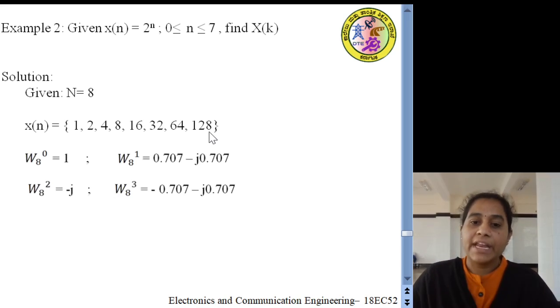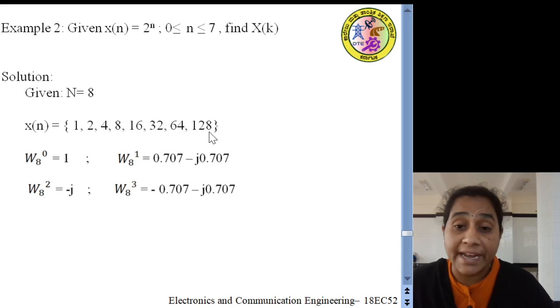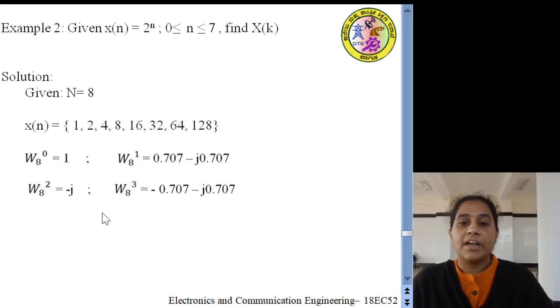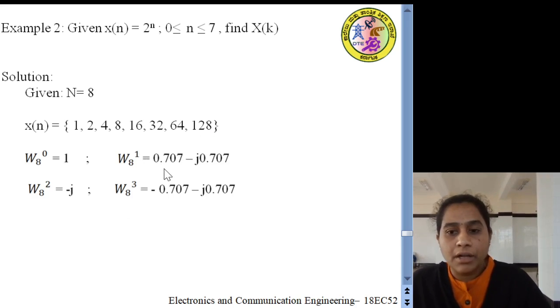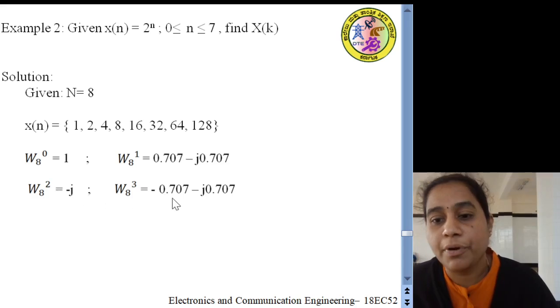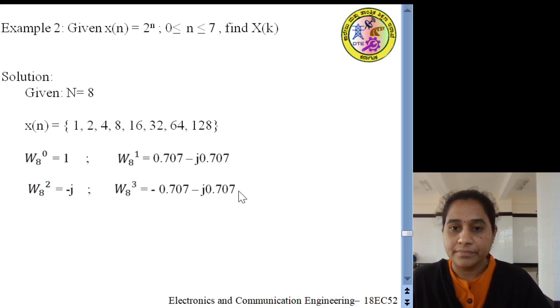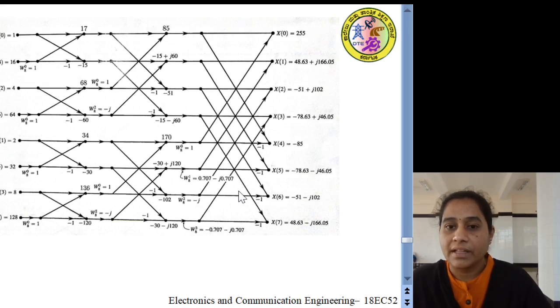We require the 4 values for the twiddle factor W8. So W8 power 0 is 1, W8 power 1 is 0.707 minus j 0.707, W8 power 2 is minus j, W8 power 3 is minus 0.707 minus j 0.707. So by substituting these values in the butterfly structure, we obtain this one.